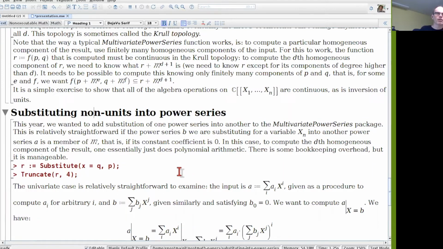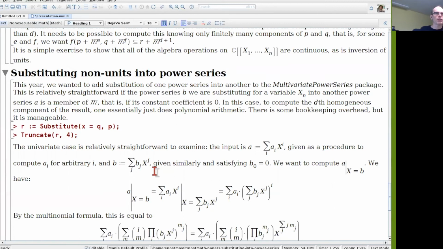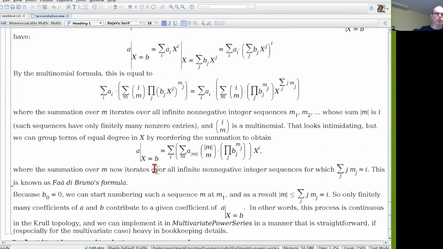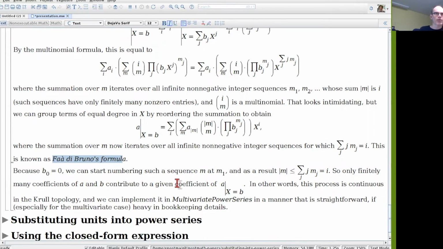The univariate case we can dig into. I've written it out here. I won't. It's basically a formula known as Faà di Bruno's formula. But I won't go into it now, given the time limitations of this talk. However, it's very clear if you dig into this derivation that you need the constant coefficient to be 0 in order for this to be a finite amount of work involving only a finite number of components of the input.